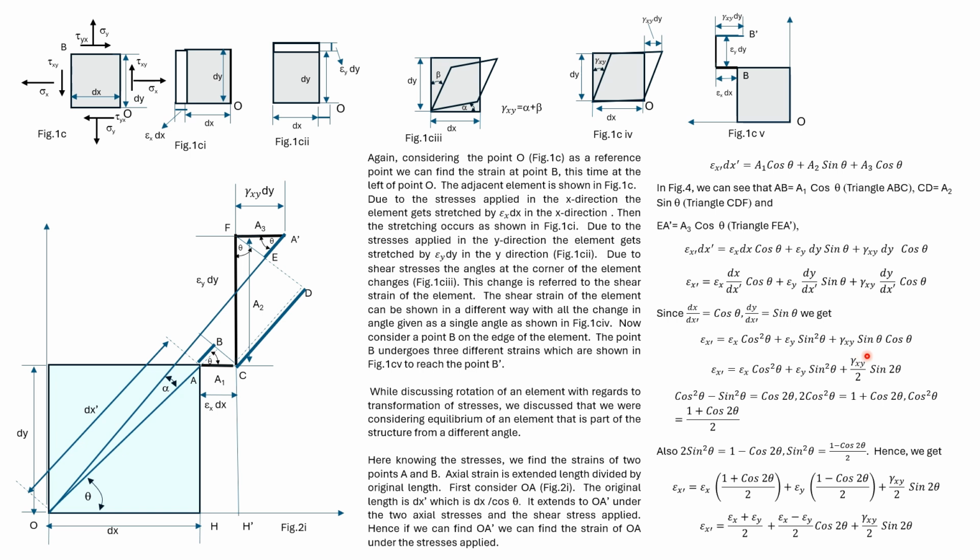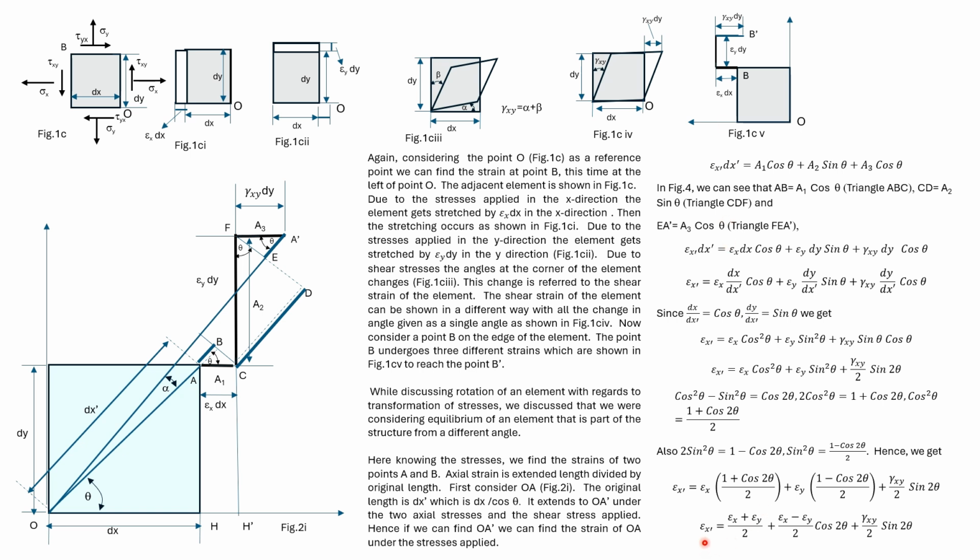Using 2 sin theta cos theta as sin 2 theta, we get epsilon x dash is equal to epsilon x cos square theta plus epsilon y sin square theta plus gamma xy divided by 2 sine 2 theta. We can write cos square theta and sine square theta in terms of cos 2 theta. Substituting, we get the expression epsilon x dash is epsilon x plus epsilon y divided by 2 plus epsilon x minus epsilon y divided by 2 cos 2 theta plus gamma xy divided by 2 sine 2 theta.